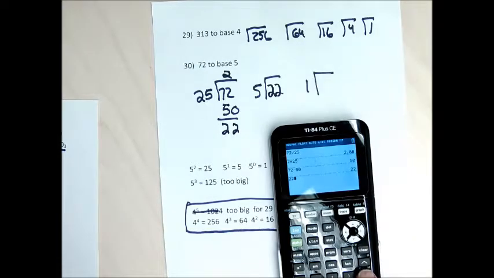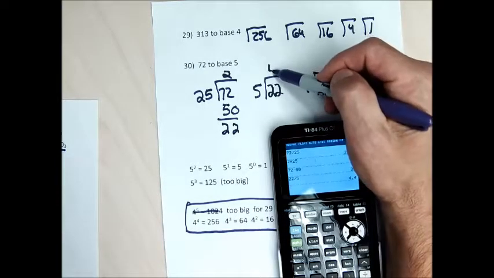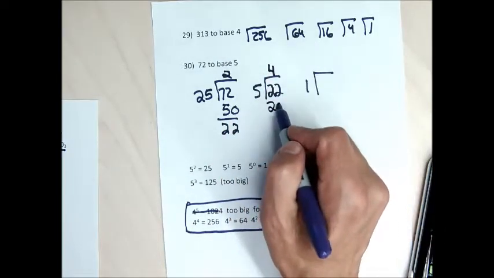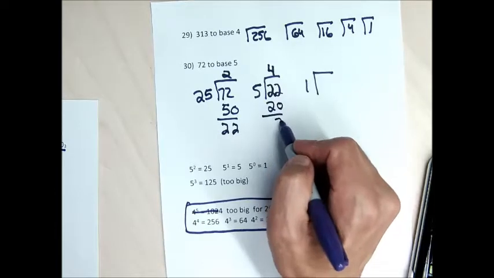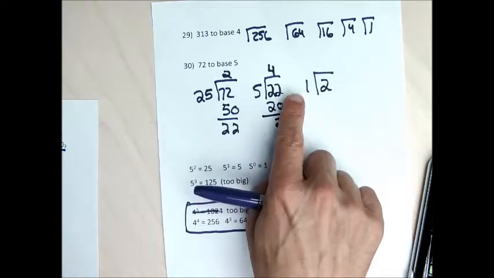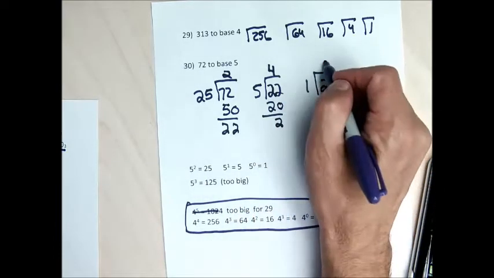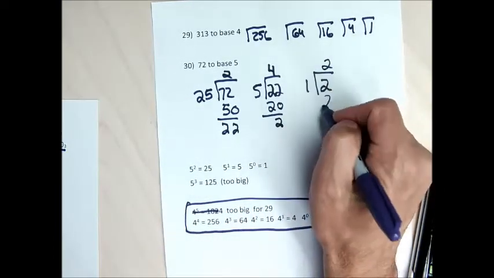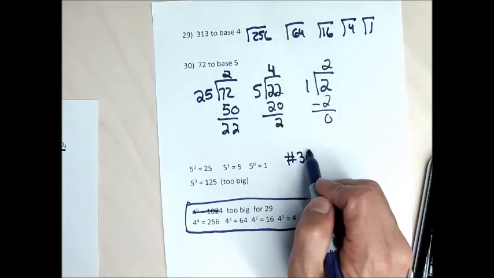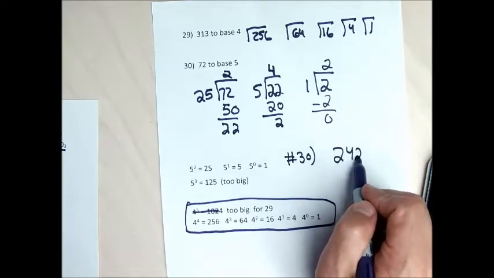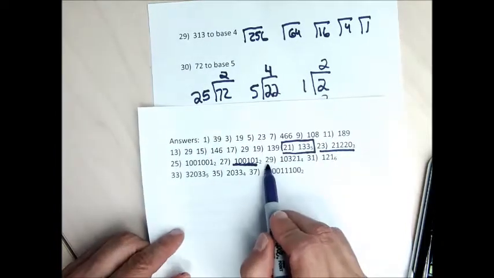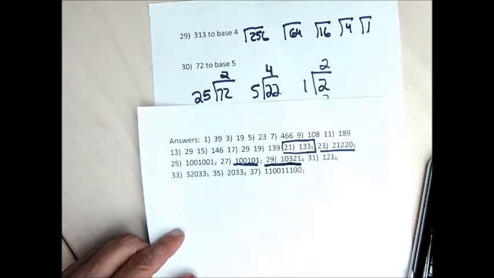I'll do 22 divided by 5, and I get 4 point something. I'll put a 4 on top of my division bar. Now I'm going to go 4 times 5 is 20, and then 22 minus 20 is 2. Take my remainder and put it under this division bar. Now 2 divided by 1 is 2, and 2 times 1 is 2, 2 minus 2 is 0. My answer for number 30 is going to be 2, 4, 2, base 5. For your problem 29, the answer is going to be 1, 0, 3, 2, 1, base 4.